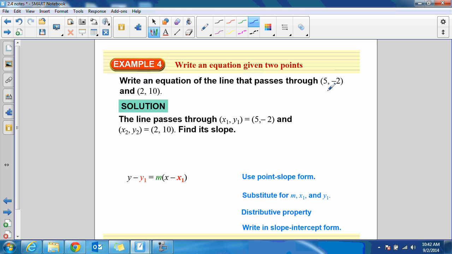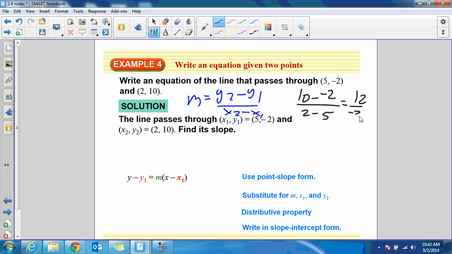Okay, on this one, if it gives you 2 points, what we have to do first is find the slope. We find the slope using the slope formula: y2 minus y1 over x2 minus x1. So if we do that, y2 would be 10 minus -2 over 2 minus 5. 10 minus -2 is positive 12. 2 minus 5 is -3, so our slope is -4. So once we know our slope, we could pick either point for our x1, y1. I would just pick this one because it has x1, y1 with it.